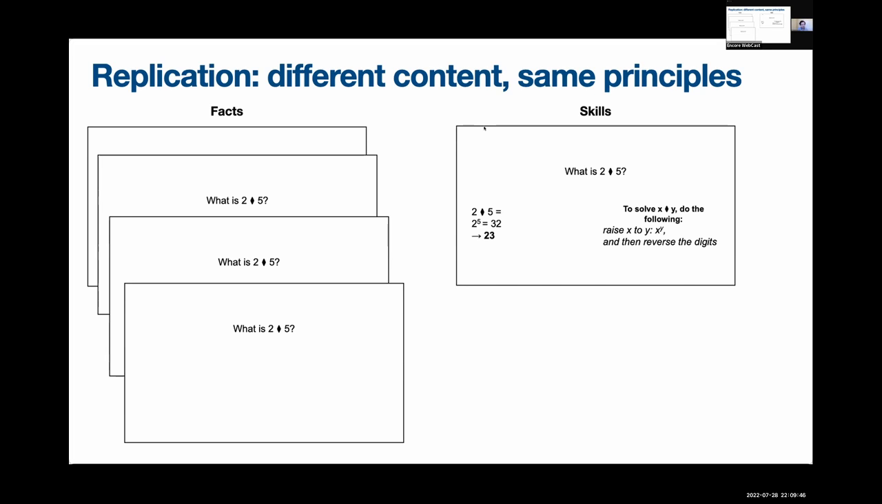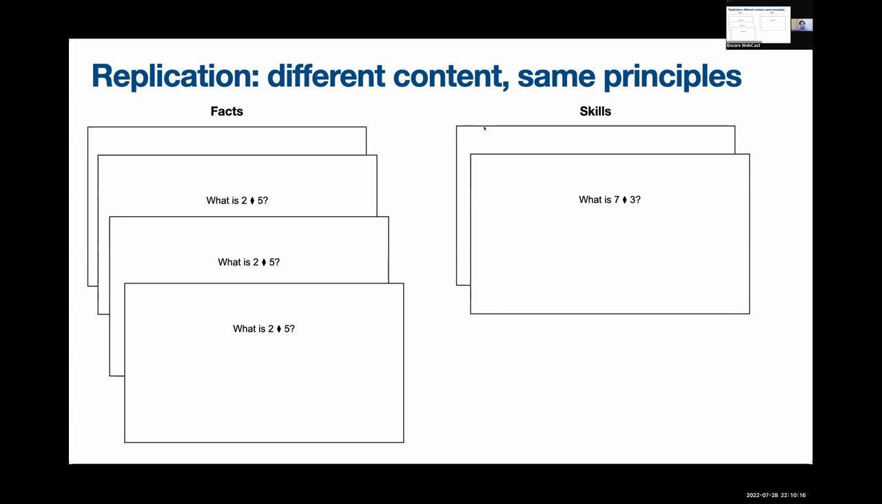When learning skills, participants are learning how to solve the same kind of question. So to solve that 2 diamond 5, one needs to calculate diamond to the power of 5 and then invert the numbers. That is where your 23 comes from. Here, there is no need to memorize the answer. You can always arrive at the solution if you know how to solve it. So when seeing an example, participants see the question and the steps to the solution, as you see here. And when practicing, they see only the question, but always a different one, because the job here is to learn the generalization, not memorizing numbers.